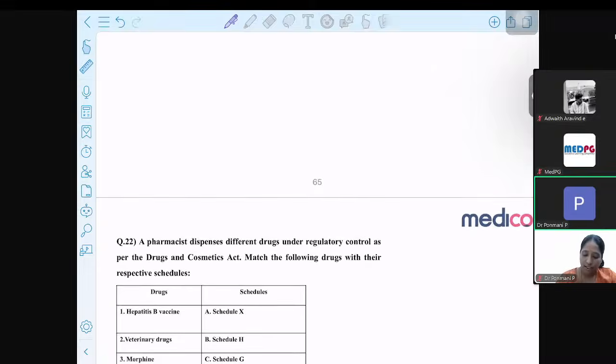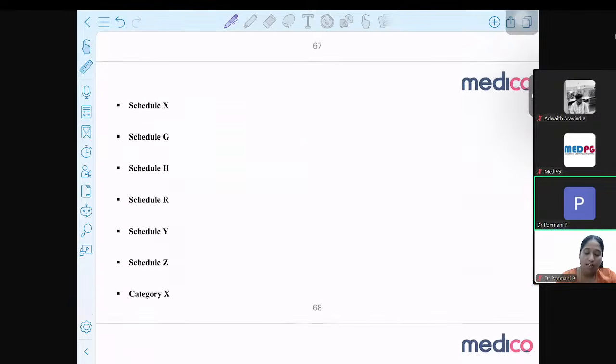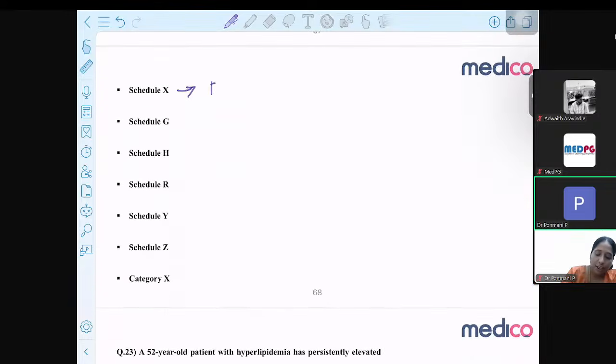Now coming to the next question. So, a pharmacist dispenses different drugs under regulatory control as per the Drugs and Cosmetics Act. Match the following. So, we need to match which drug falls under which category. So, now we will see what Schedule X stands for. Schedule X stands for psychotropic drugs. Psychotropic drugs means addictive drugs. So, it deals with the standards of addictive drugs.